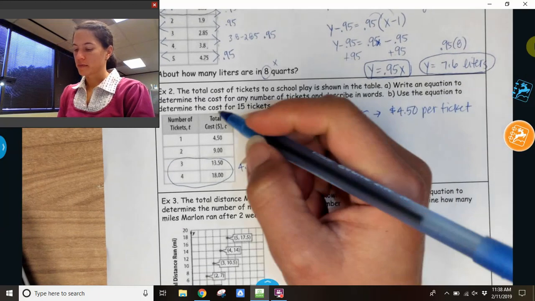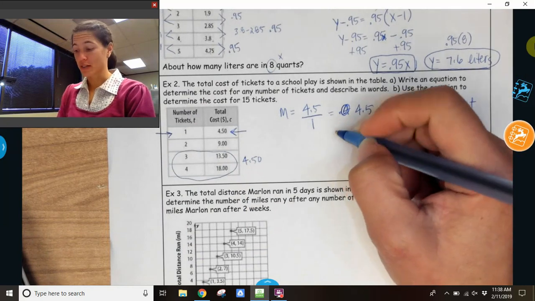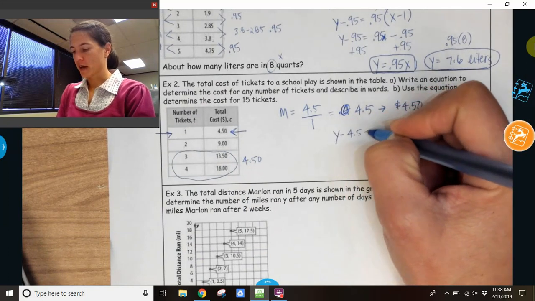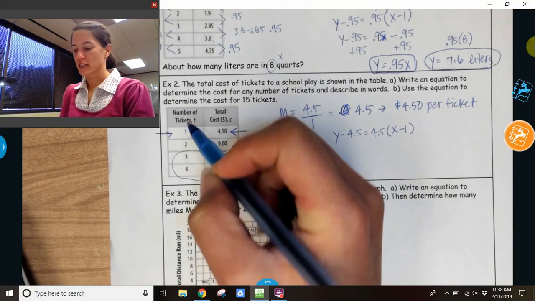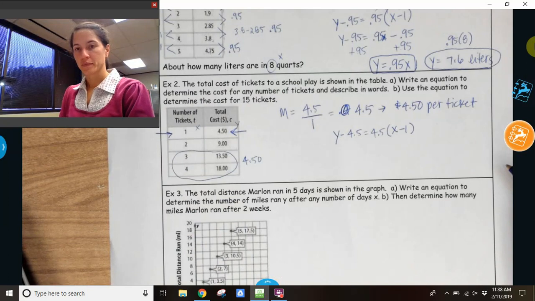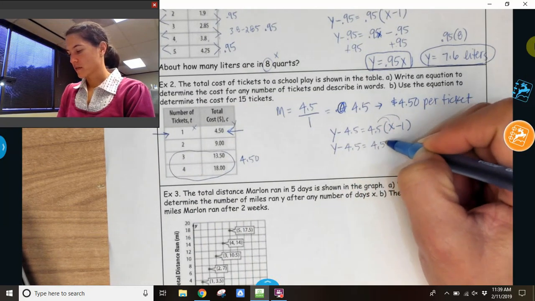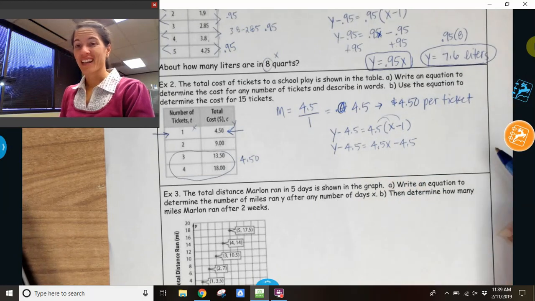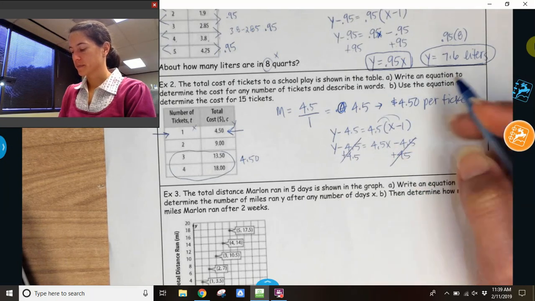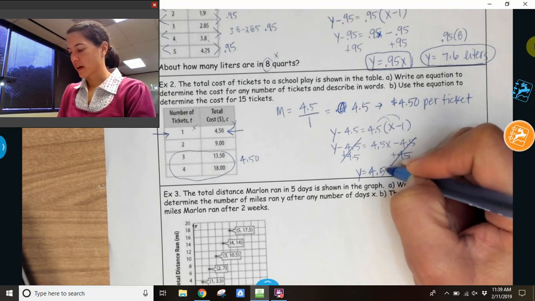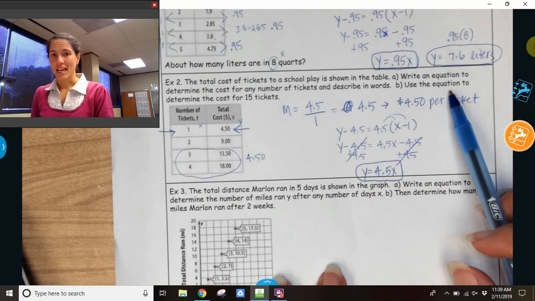Because I have the slope, I can pick any point. And I'm just going to pick the first point. I'm going to put it into point slope. Y minus 4.5 equals the slope, x minus 1, because this is your x and this is your y. And then I distribute. And then it's similar. We're going to add 4.5 to both sides. Those are going to cancel. Y equals 4.5x. So there is my slope. That's my equation. Part A, write an equation and describe it in words.